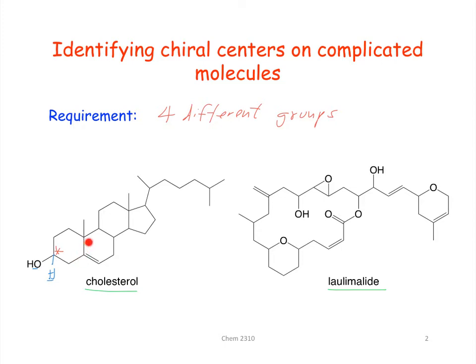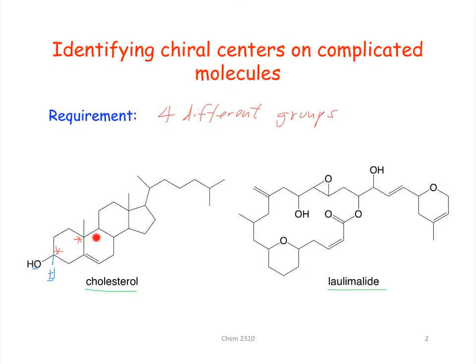Alright, so what about this position? Alright, so this has carbons attached all the way around, but are they different from one another, or are they the same? So we see this is a CH3, a CH2, a carbon with a double bond, and a carbon with 2 other carbons and a hydrogen. So all of those are different from one another. So this is a chiral center.